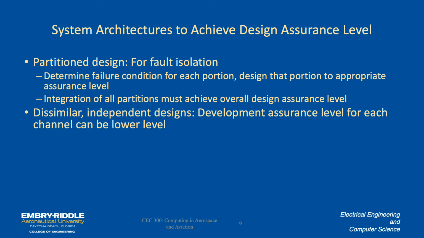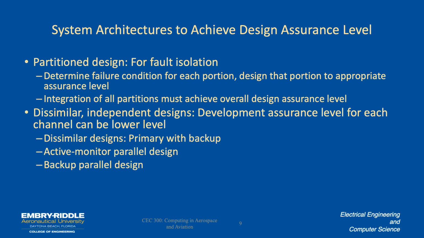Again, you can have similar independent designs and develop your design assurance level for each. Each channel can be lower that way, and these can be done with primary with backup. You can have an active monitor design, where you've got two things running in parallel, monitoring each other to make sure they're both working, or two or three even, and if one fails, the other two voted off the island kind of thinking. You can have parallel backup design, so you just swap in where you were last to get things going again and the like. So again, that's at the system level, and that's using ARP 4754.